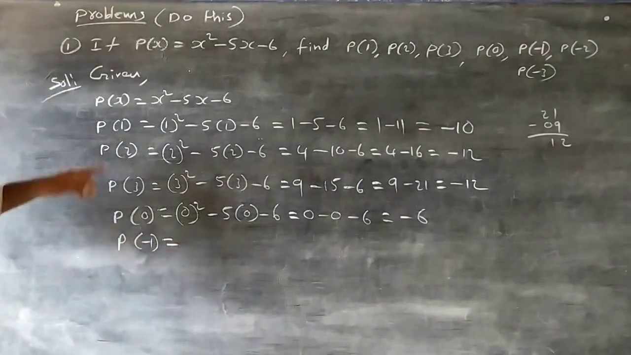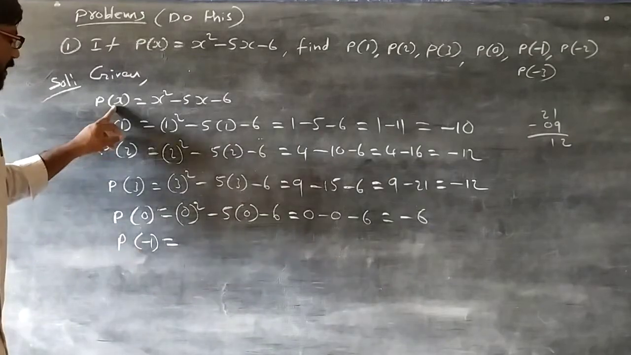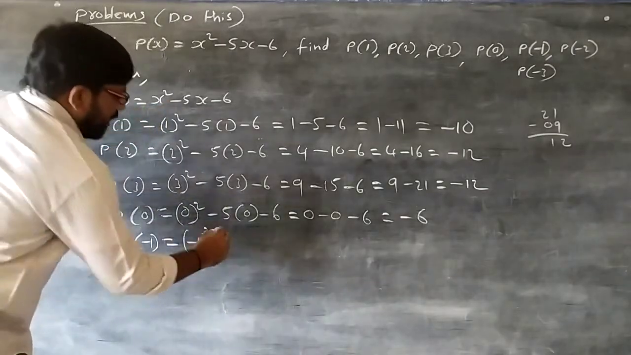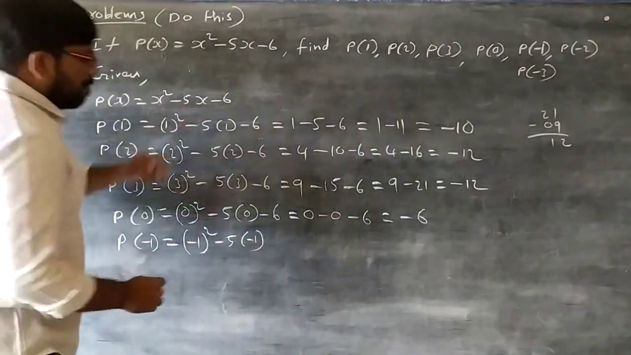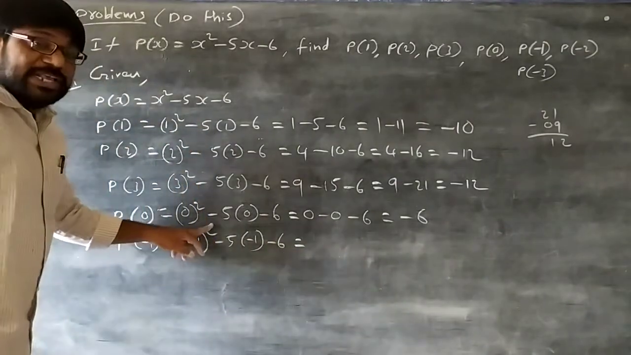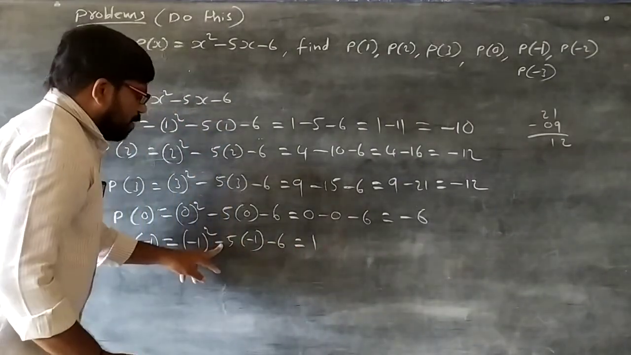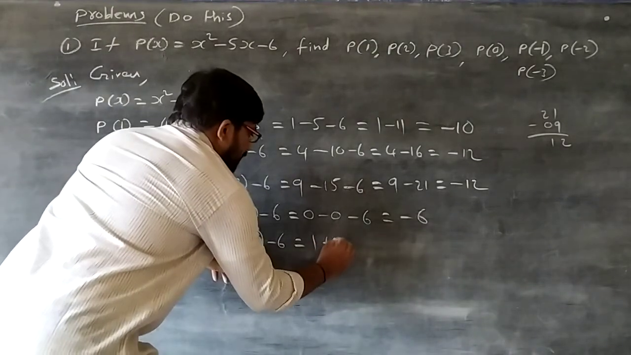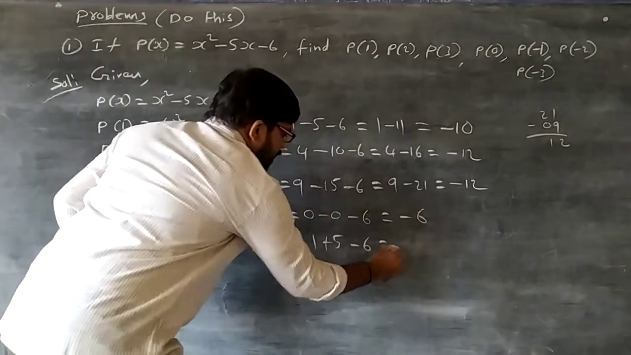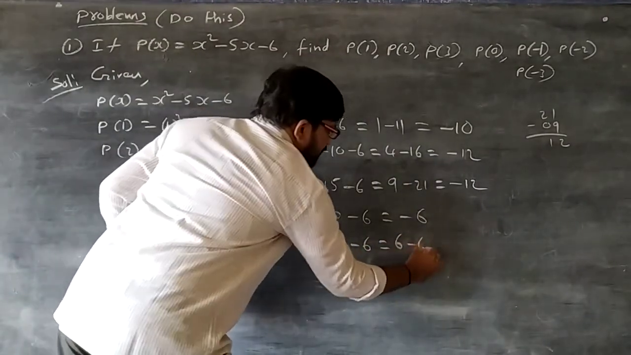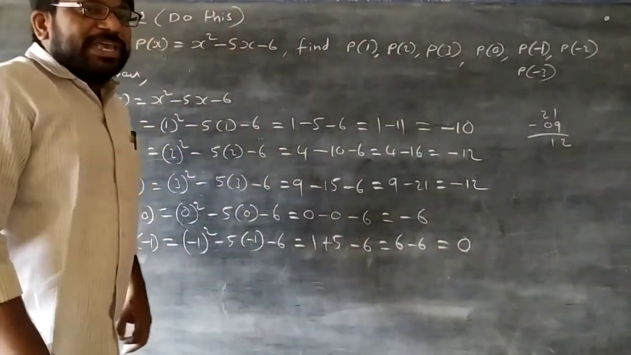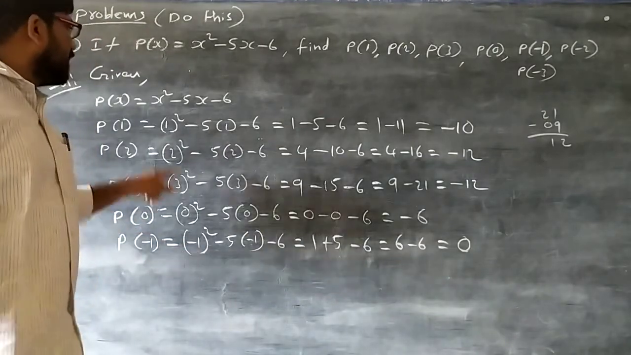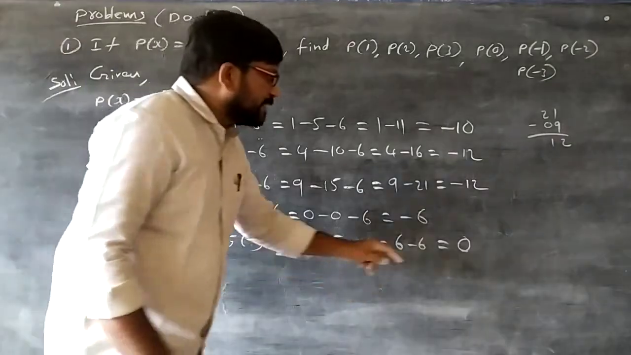P of minus 1 is equal to. Substitute x equal to minus 1. Put x equal to minus 1, that's it. Minus 1 whole square minus 5 into minus 1 minus 6, that is equal to minus 1 square, 1. Minus 5 into minus 1, minus into minus is plus, 5 ones are 5, plus 5 minus 6, that is equal to 1 plus 5, 6 minus 6, that is equal to 0. So here if we substitute x equal to minus 1, we get the polynomial value 0.